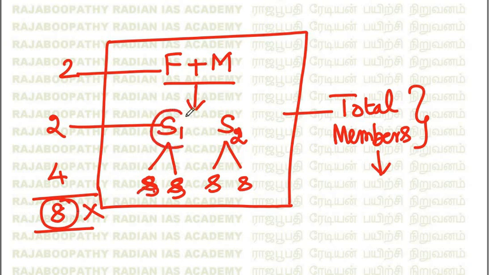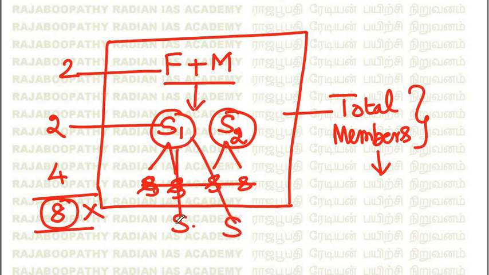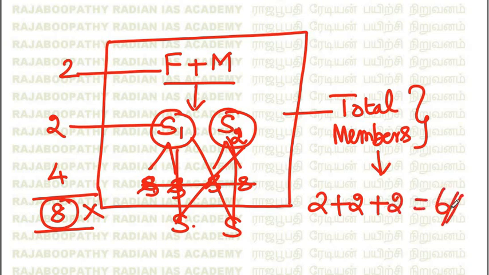When each son is having two sisters, what is the total number of sisters? Only two. The two sisters are common to both. So therefore the answer is 2 plus 2 plus 2, therefore 6. Understood? Any problem in understanding this?